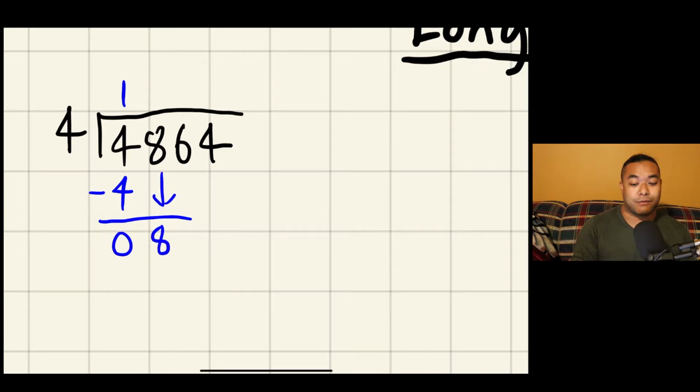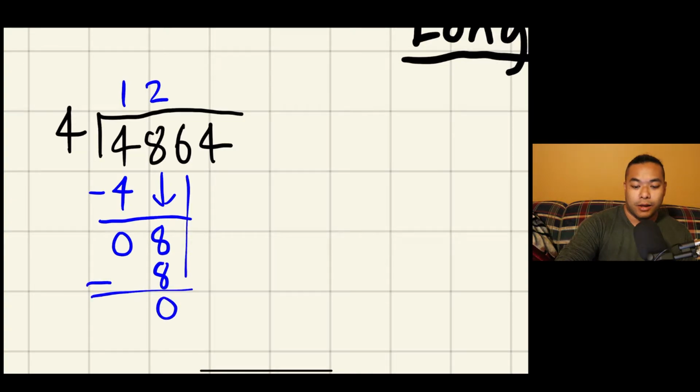How many times does 4 go into 8? It goes 2 times. And the nice thing is that 4 times 2 is 8. The subtraction gives us 0. Bring down the 6. If we wanted to just jump ahead and say, how many times does 4 go into 48? Well, it turns out 4 times 12 gives us 48. That's why we ended up with a 0.